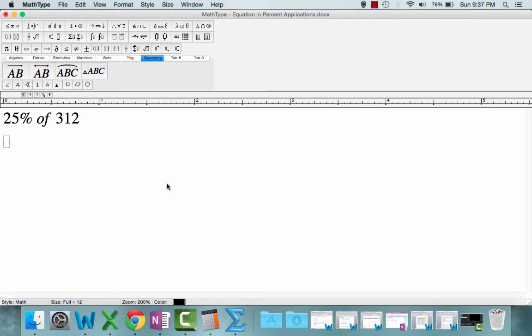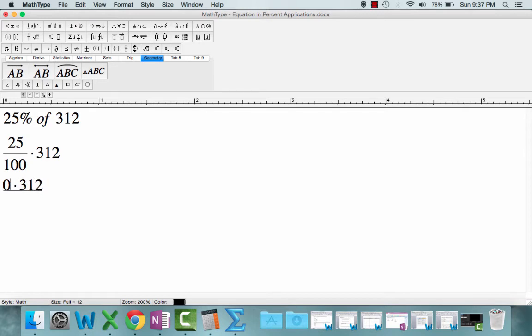So 25% is the same thing as saying 25 out of 100. And we're doing times 312. And I could also write that as 0.25 times 312. And we can take out our calculator. But 25% is a nice number, so we can actually do some better calculator tricks.